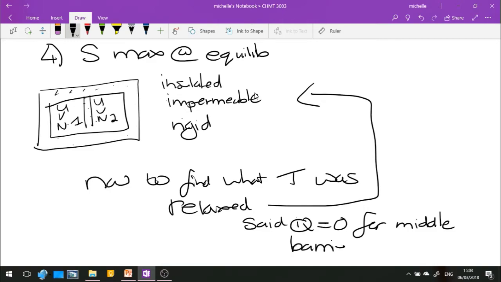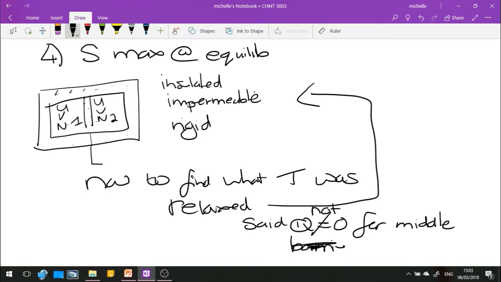Yeah, for the middle barrier over here. Okay, I'm not going to spell it. But yeah, so we said that Q was not 0. So Q is not equal to 0 for the barrier. So it means that we relaxed the adiabatic constraint and we allowed heat to transfer.